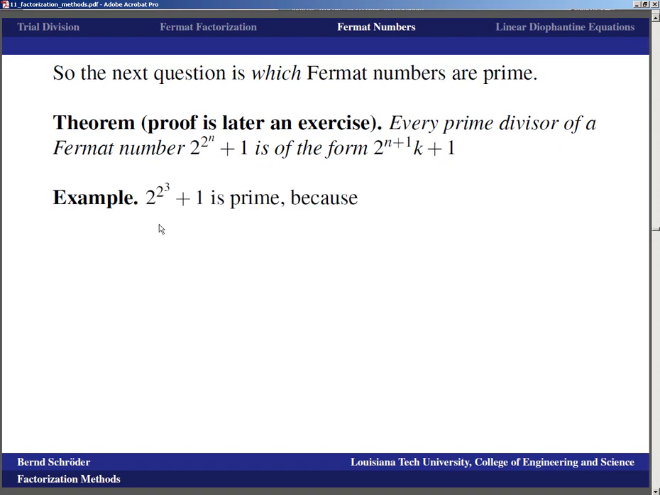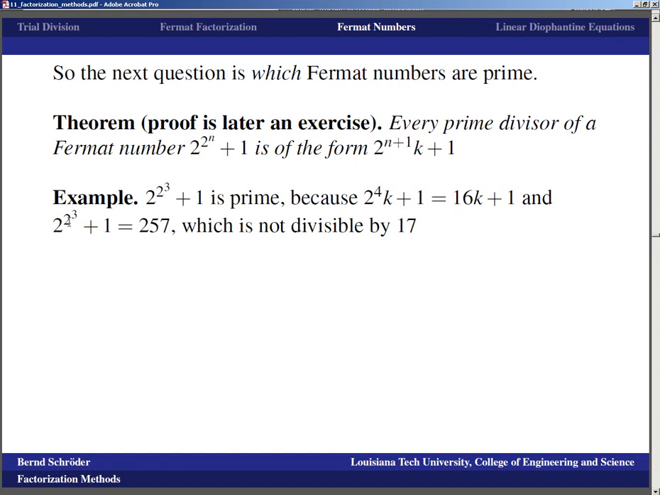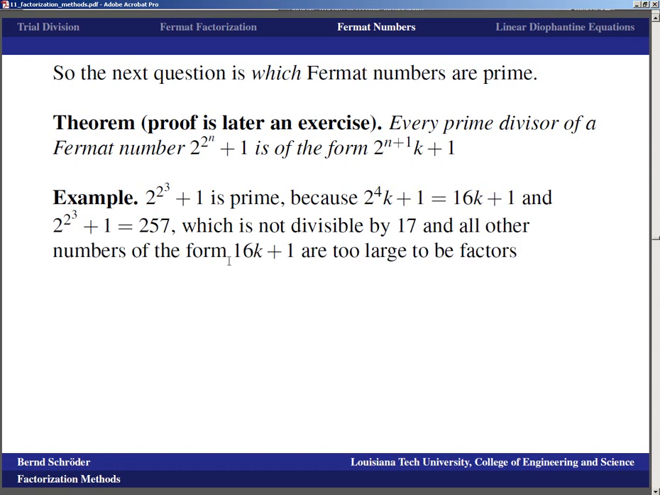Okay, well, if we know that, then 2 to the 2 to the 3 plus 1 is prime, because the only divisors would be 2 to the 4 times k plus 1, which would be 16k plus 1, and 2 to the 3, that's 2 to the 8th, which is 256, plus 1 is 257. That is not divisible by 17, which would be 16 times 1 plus 1. And all other numbers of the form 16k plus 1 are too large to be factors. In fact, 17 squared is 289, so that would be too large to be a factor already.